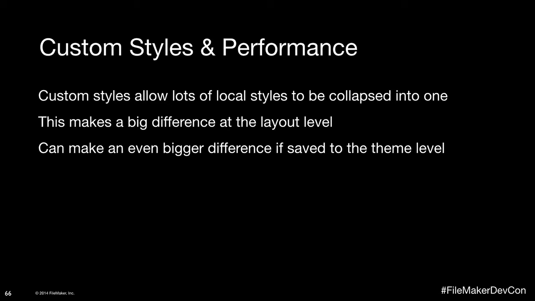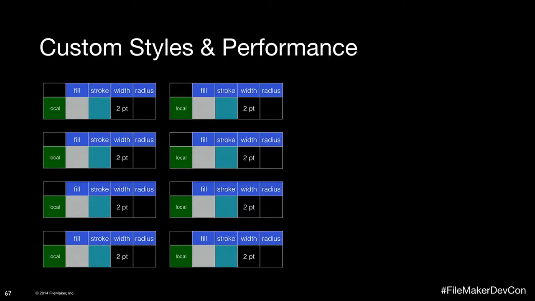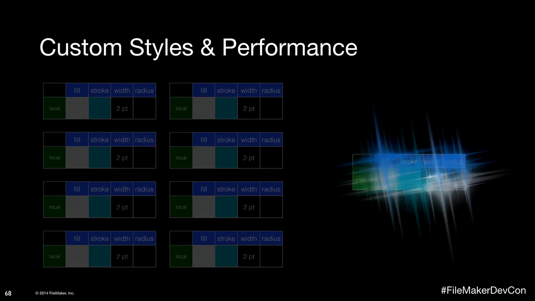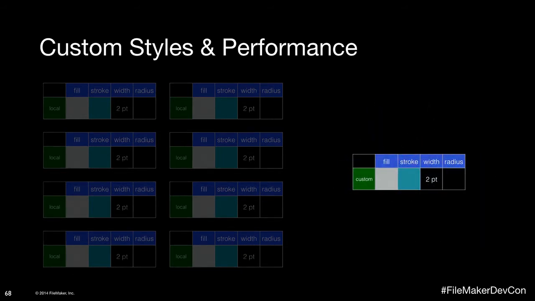So custom styles, as we talked about, can affect performance. They allow you to take all those local styles and collapse them down into one custom style. This can make a really big difference on a layout level. If you have 20, 30 objects that are all styled the same way and they differ from the theme, you can collapse them down. That makes an even bigger difference at a file level. I might have a layout with 8 fields, and all those fields have the exact same local styles. I've selected them all, I've used the format painter, copy style, paste style, and what you wind up with is a lot of duplication. When you use custom styles, all of those go away, and they're replaced by just one custom style.